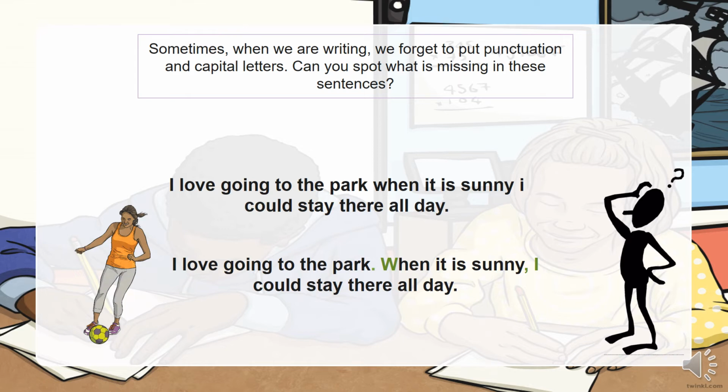I love going to the park. When it is sunny, I could stay there all day. In the correct version of this sentence, we needed a full stop here and a capital letter here. When it is sunny is an adverbial. It tells us when something is taking place. And so we know that if we start a sentence with an adverbial, we must also have a comma. So we needed a comma here and a capital letter for I, because it's a proper noun. I love going to the park. When it is sunny, I could stay there all day. Well done if you got it correct.